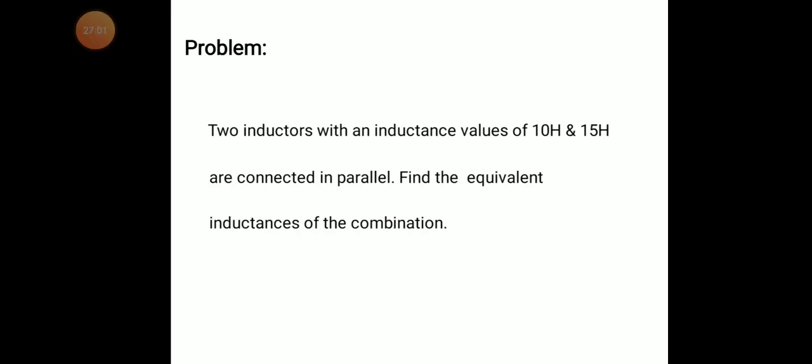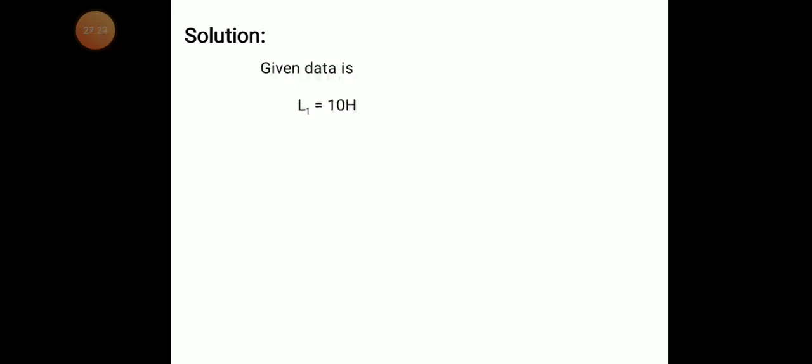Okay, the first problem is the two inductors. A simple problem; you can see the key to understanding the value of this parallel combination. The two inductors with an inductance value of 10 Henry and 15 Henry are connected in parallel. Find the equivalent inductance of the combination. The given data is L1 is 10 Henry, L2 is 15 Henry.